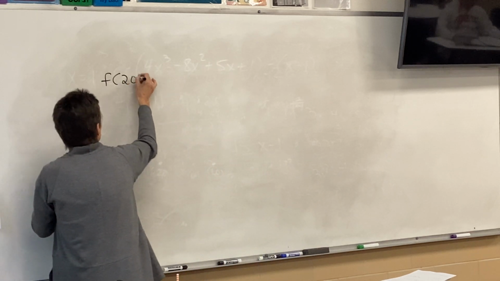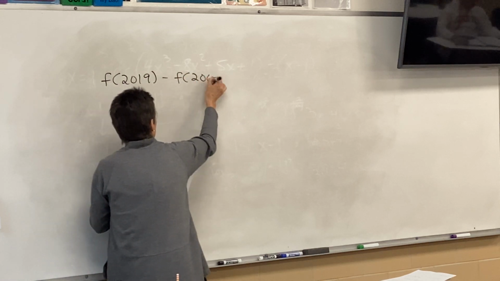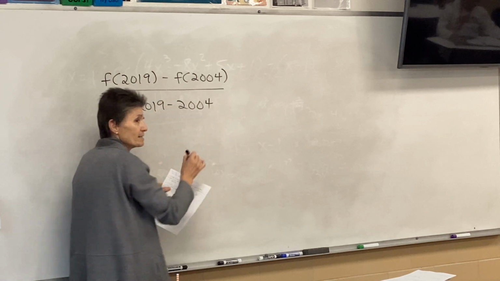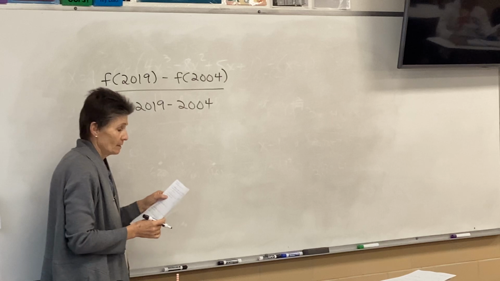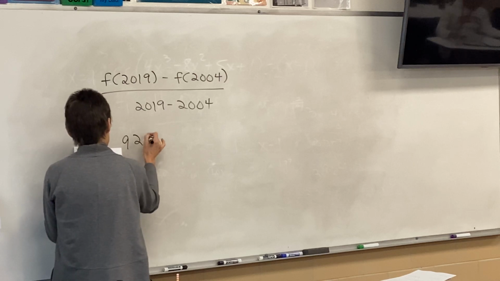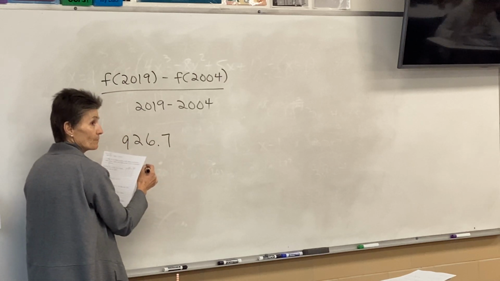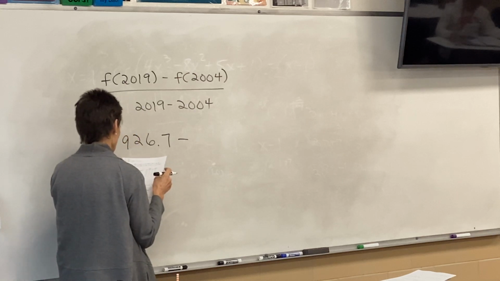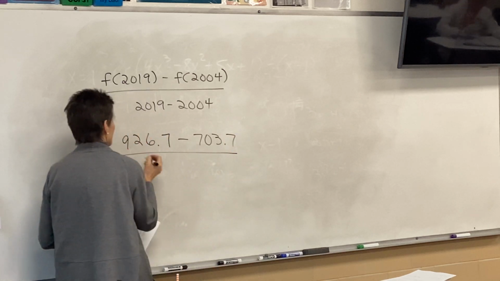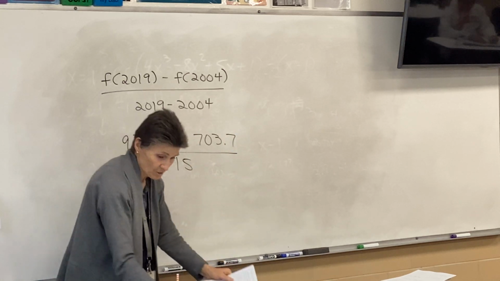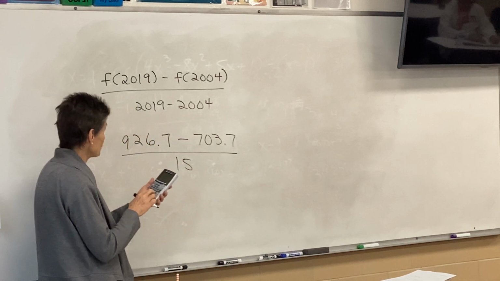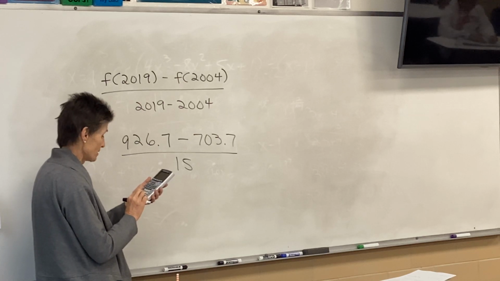It's going to be F of 2019 minus F of 2004 over 2019 minus 2004, right guys? Isn't that what it's going to be? Okay, so from my chart, what's F of 2019? 926.7. And what's F of 2004? 703.7 over 15. So I can just type that in. That's how we find average rate of change. We should put a unit on that, so after we get our answer, we'll do that.